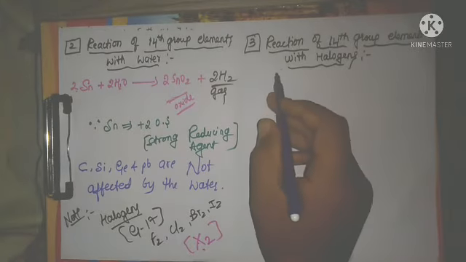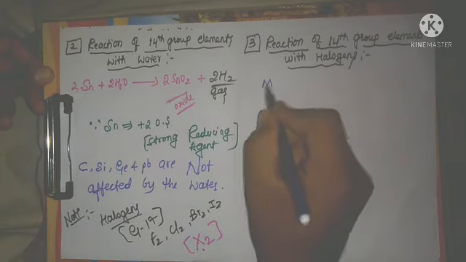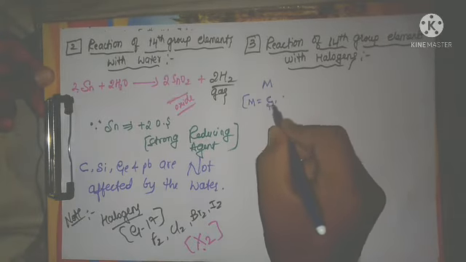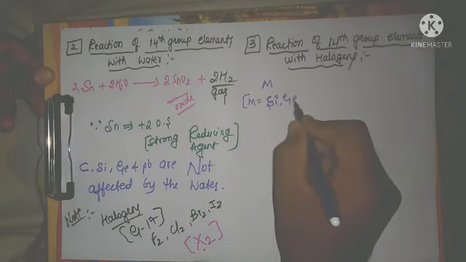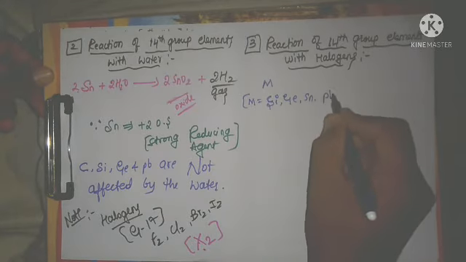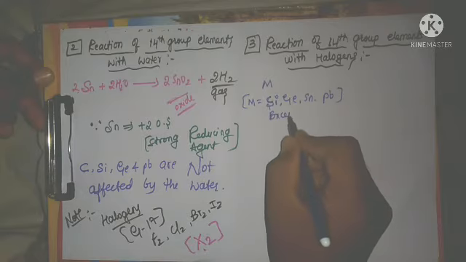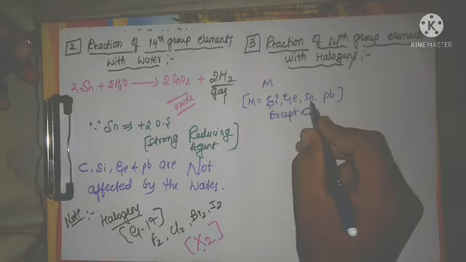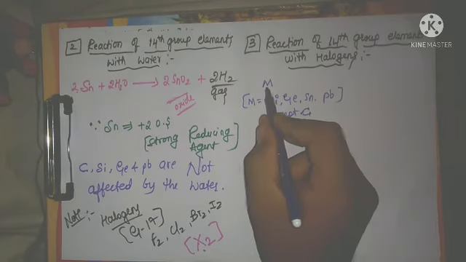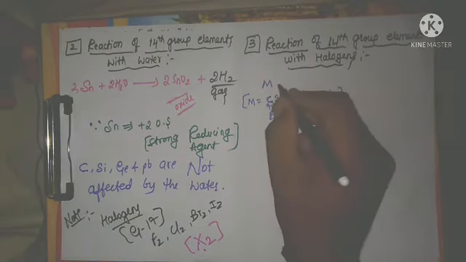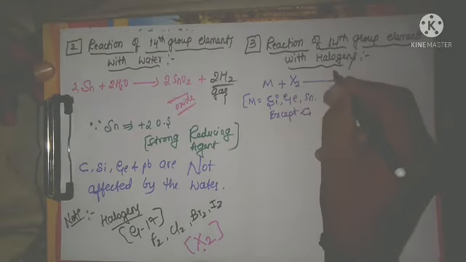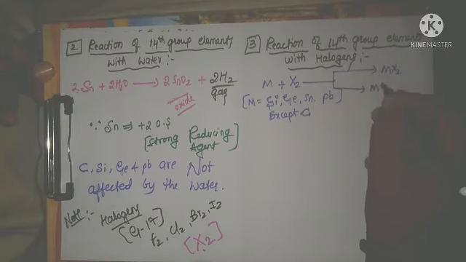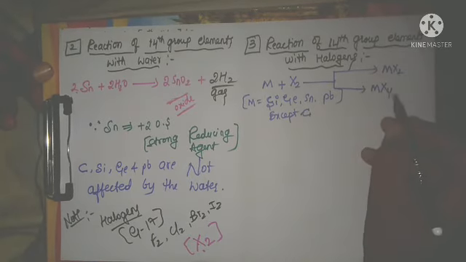Here also same. The 14th group elements M, that is M means what? Carbon. Here except carbon, silicon, germanium, tin, lead. Right, here I am writing except carbon. Other elements silicon, germanium, tin, lead, that is M, react with the halogens. Halogens means X2 to form the compounds. Here it is MX2 and MX4, means dihalides and tetrahalides.